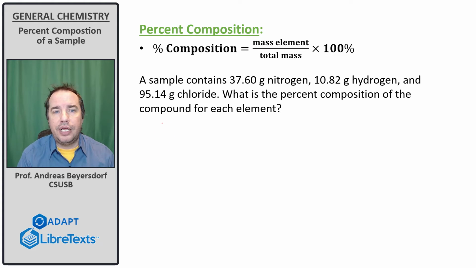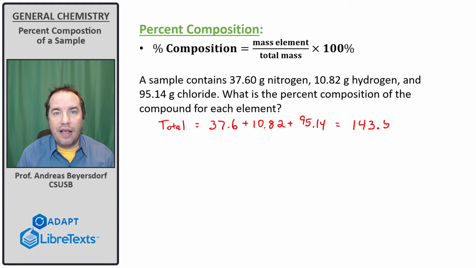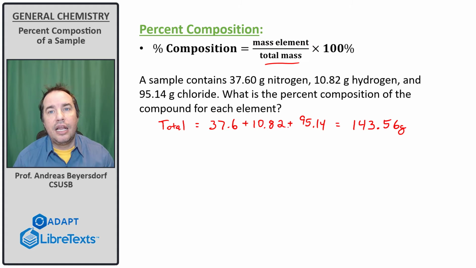But before we do this, we need to find out the total mass. So that's 37.6 plus 10.82 plus 95.14, and so that gets us 143.56 grams. This is what we're going to use in the denominator of all of our calculations.